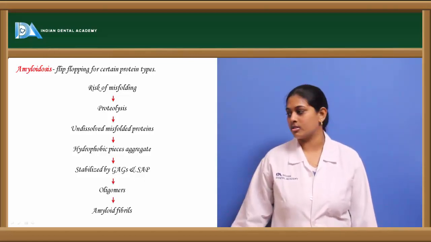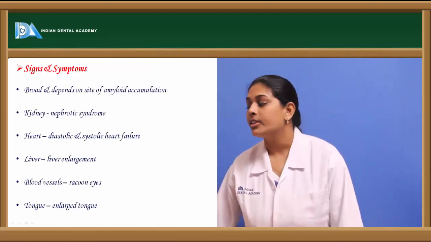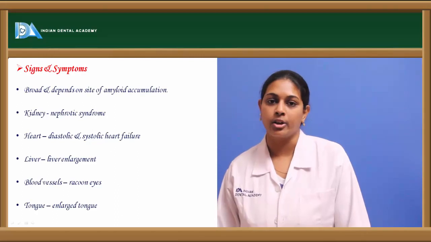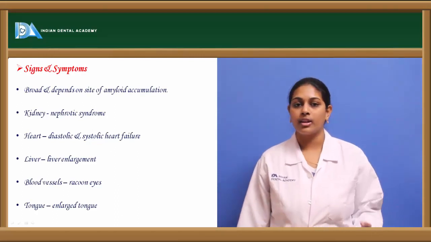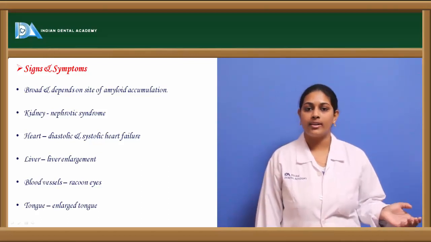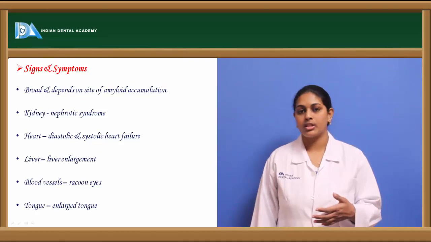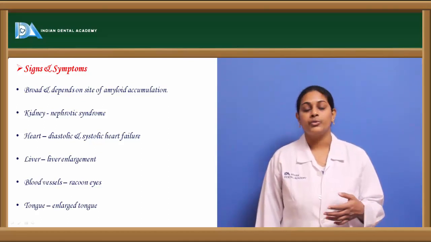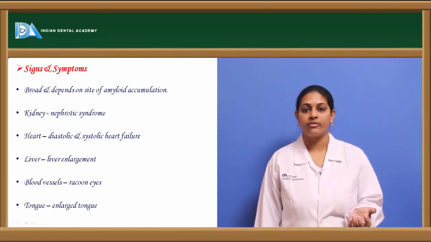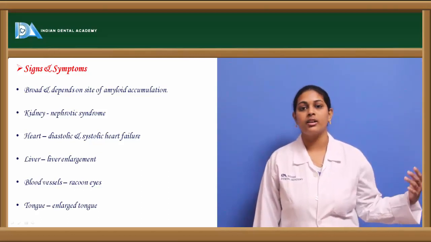So coming to the signs and symptoms, usually they are broad and depend on the site of the accumulation of this amyloid. So based on the organ system, we can say which condition it's going to lead to. When amyloidosis is seen in the kidney, there's a nephrotic syndrome. That is, there's an improper or disturbed infiltration of the proteins, which results in failure of the kidney to properly function and resulting in nephrotic syndrome.